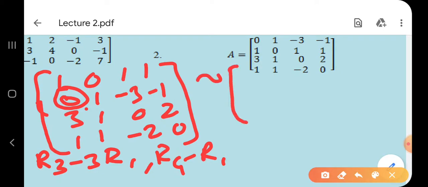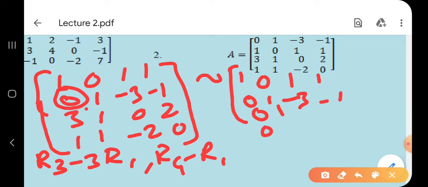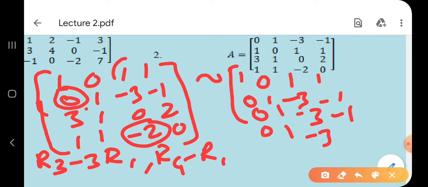So here I get 1, 0, 1, 1. Next one is 0, 1, minus 3, minus 1. Then 0, we have to make it 0. Then 1 minus 0, that is 1. Next, 0 minus 3, so I get minus 3. 2 minus 3, so I get minus 1. Last one is 1, 1, minus 2, 0: 1 minus 0 is 1, minus 2 minus 1 is minus 3. Have you got the calculation? Next, 0 minus 1, so I get minus 1.